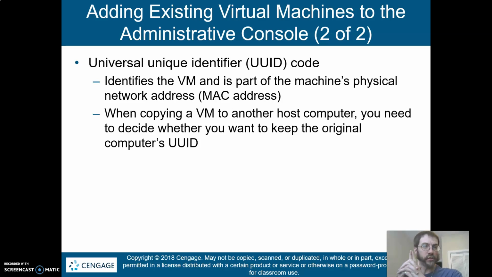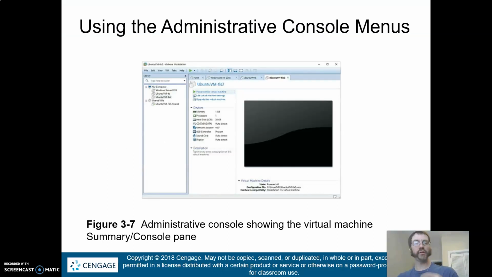What you don't want is two VMs with the same hard drive, or two VMs with the same MAC address. You can change those things. You have to decide whether you want to keep the UUID, and if there's any chance that these two VMs will interact with each other, make sure you do not keep the UUID.